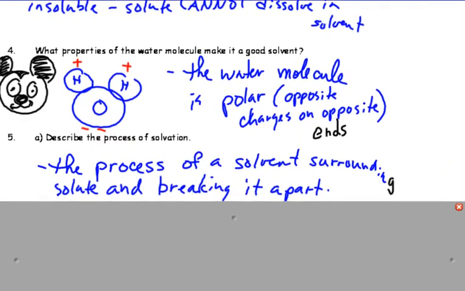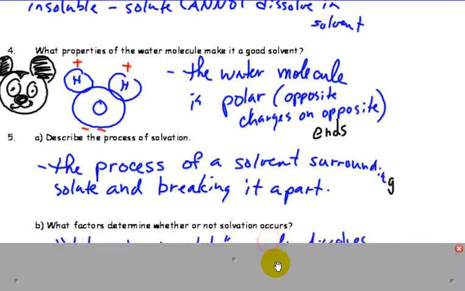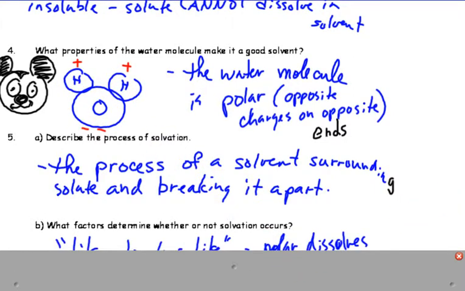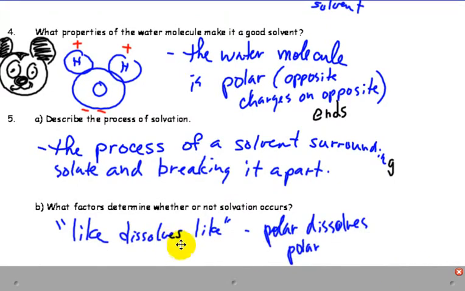And the process of solvation, the process in which solvent molecules, i.e. water, surround a solute and break it apart. And there's a good picture in the textbook, which we'll look at in a second. And kind of a little way of remembering that is that like dissolves like, polar dissolves polar.